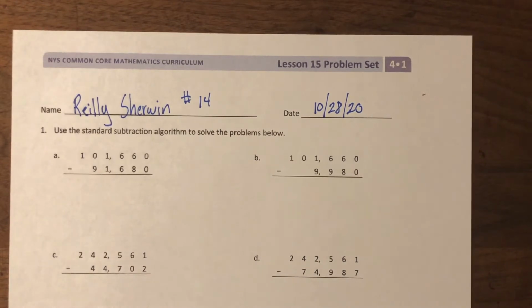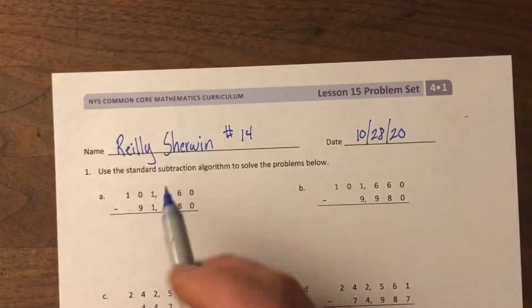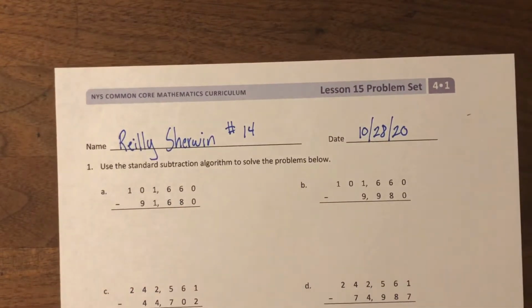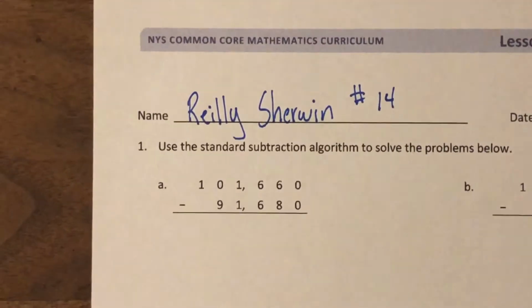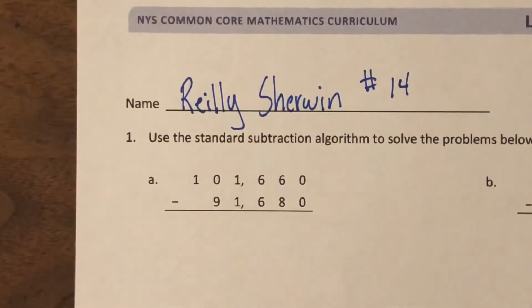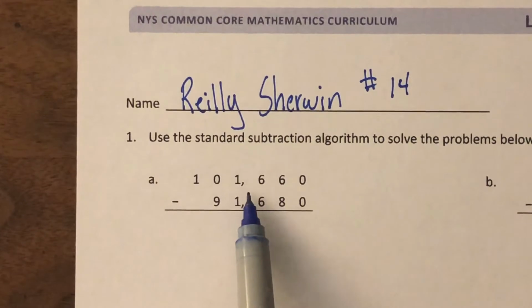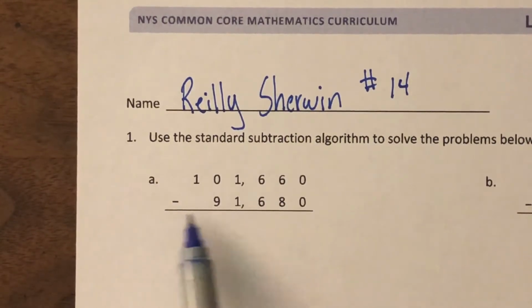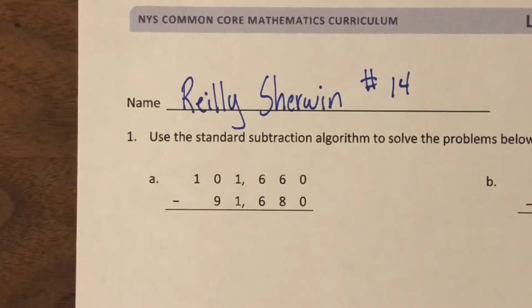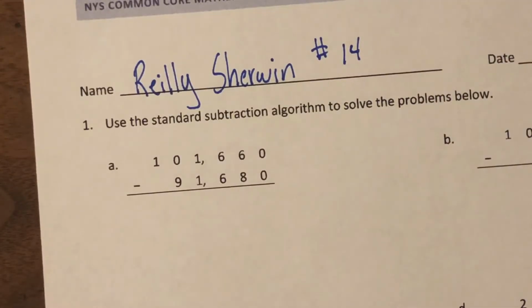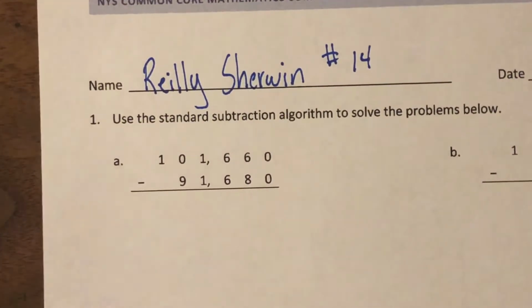So here we go. Use the standard subtraction algorithm or the normal subtraction method to solve the problems below. Okay, so I'm going to zoom in on each one. This here is 101,660 minus 91,680. So I'm going to take it step by step, ones place onto the tens place and so forth.